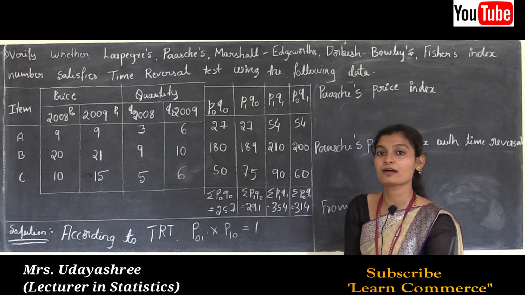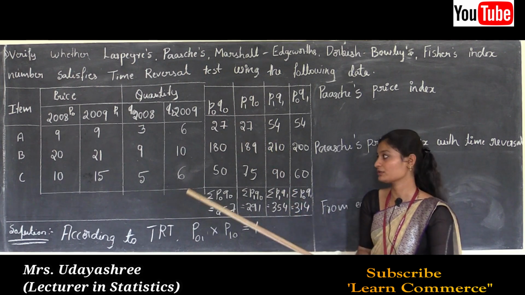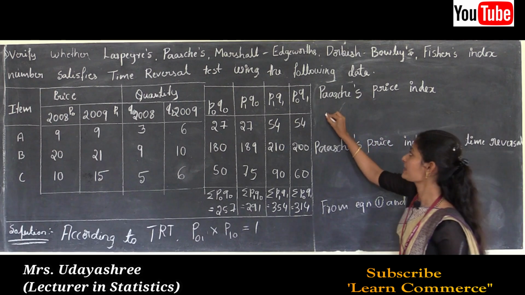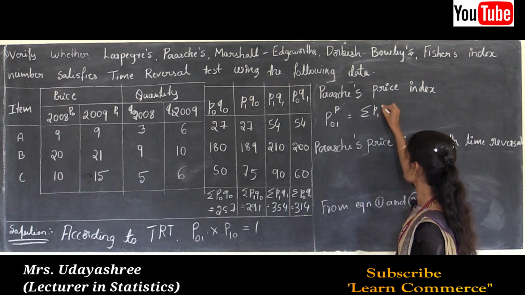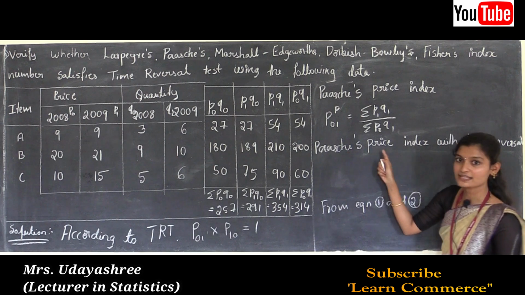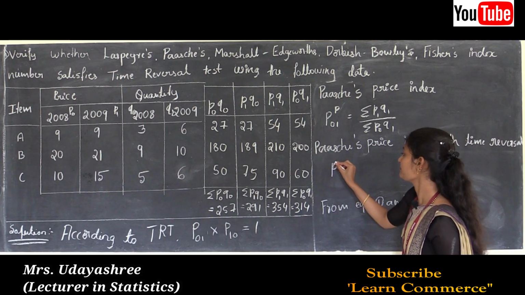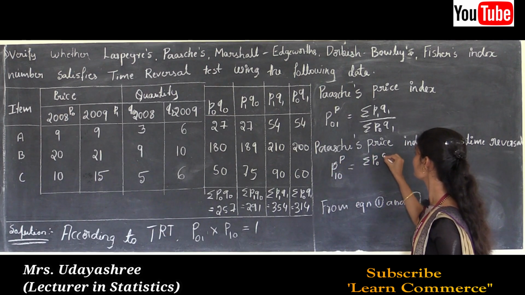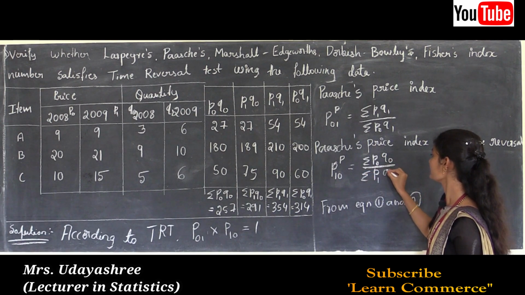Next, let us check whether Paasche's index number satisfies time reversal test or not. Now we know the condition of Paasche's price index number, that is P01 is equal to sum of P1 Q1 divided by sum of P naught Q1. Then Paasche's price index number with the time reversal is P10 is equal to sum of P naught Q naught divided by sum of P1 Q naught.